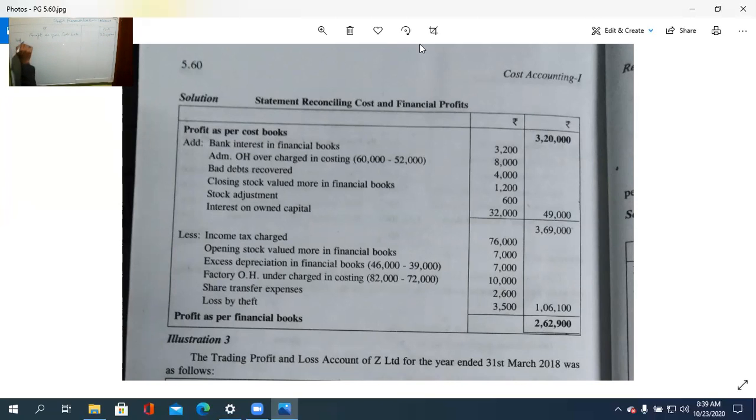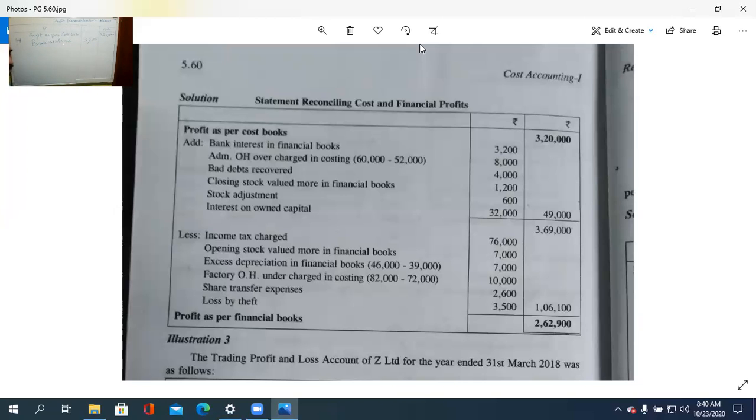And what all items are more in financial books, that also is to be taken care of. So bank interest in financial books, what is that? It's an income, isn't it? So bank interest, keep it in mind: the format with regard to what all items are to be added, and what all items are to be deducted, keep that in mind. Then only you can easily do this problem. So bank interest in financial books. Bank interest, what does it affect? It is there in the financial books. So bank interest in financial books, it is 3,200.